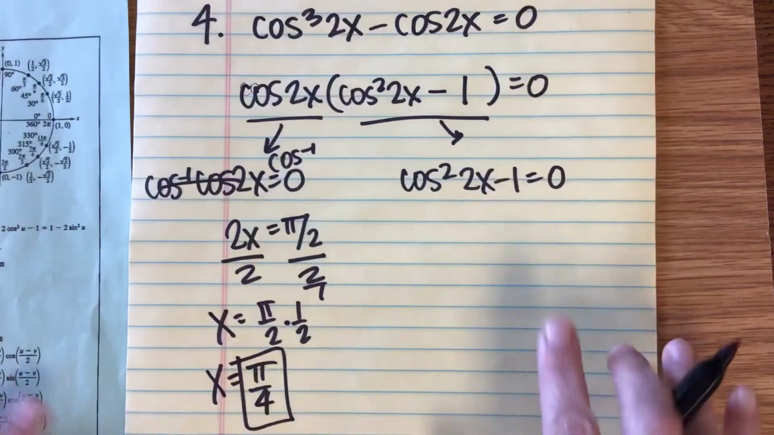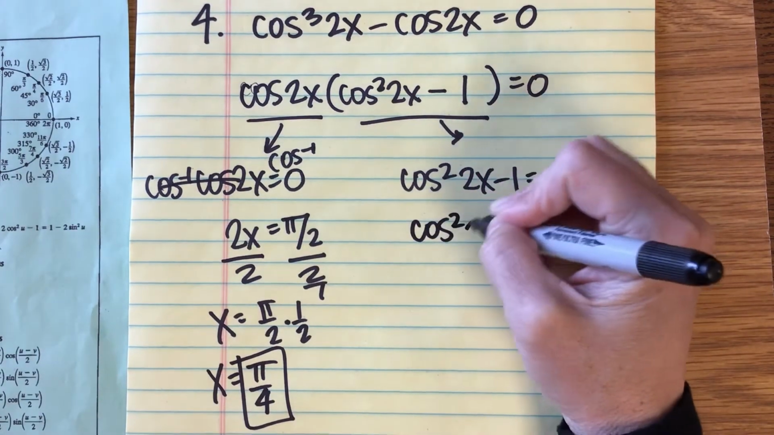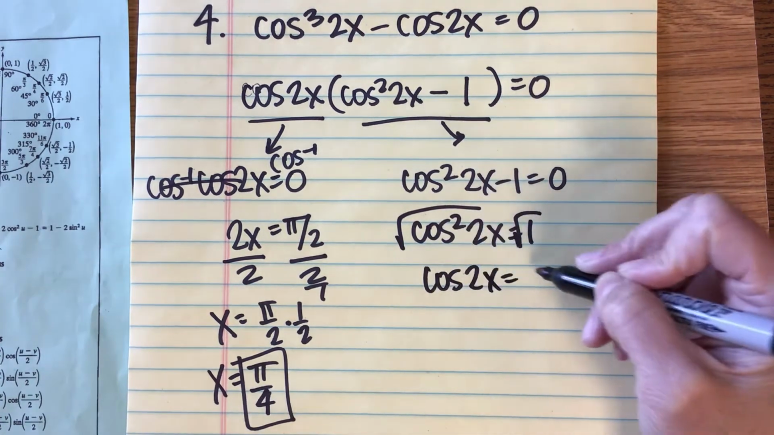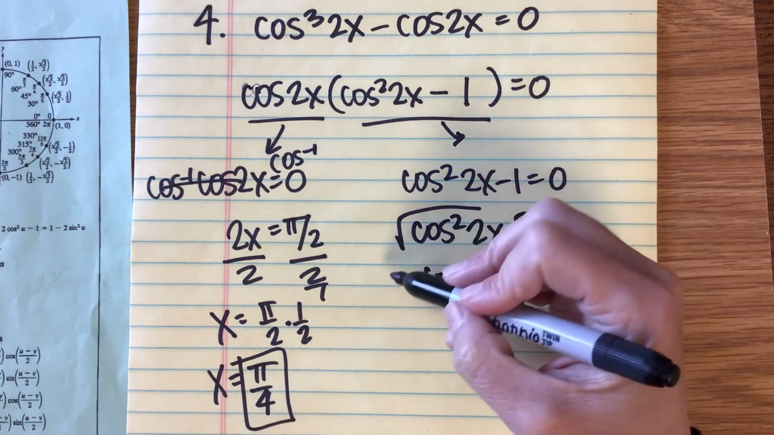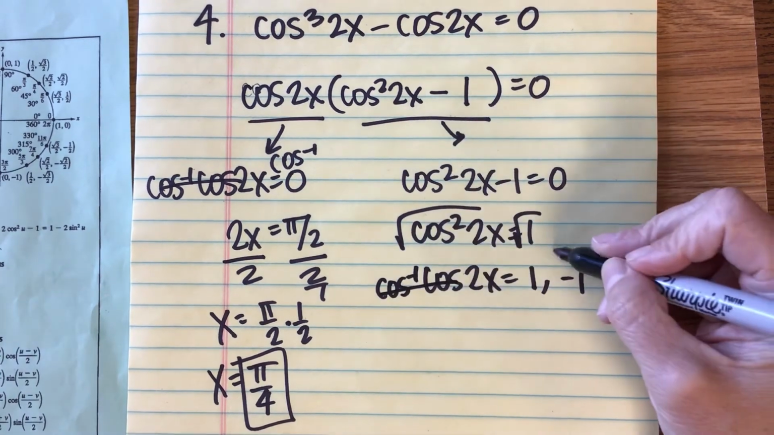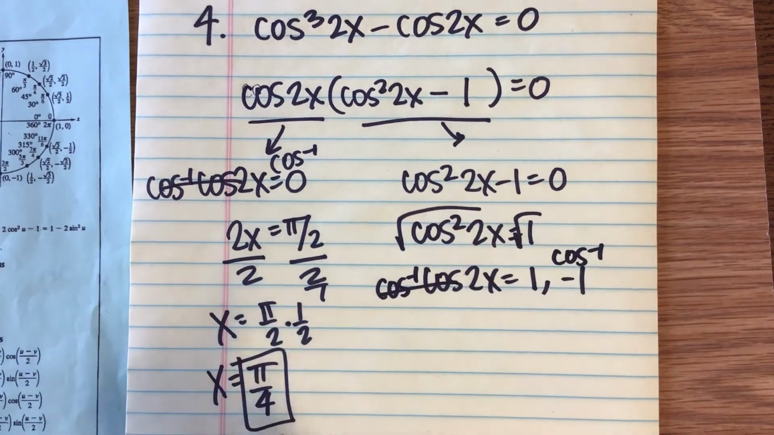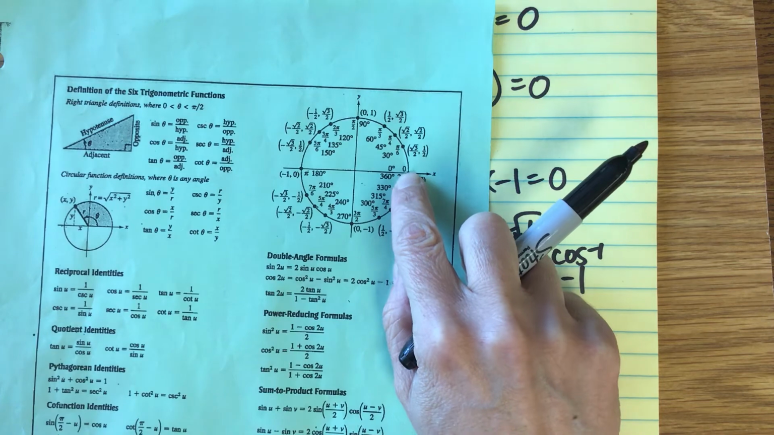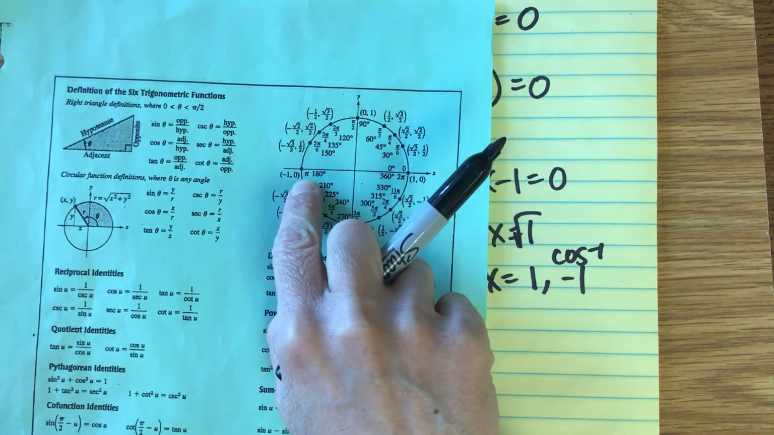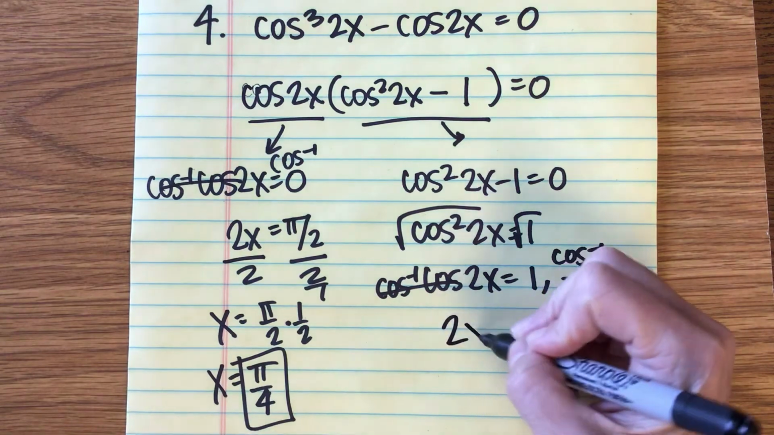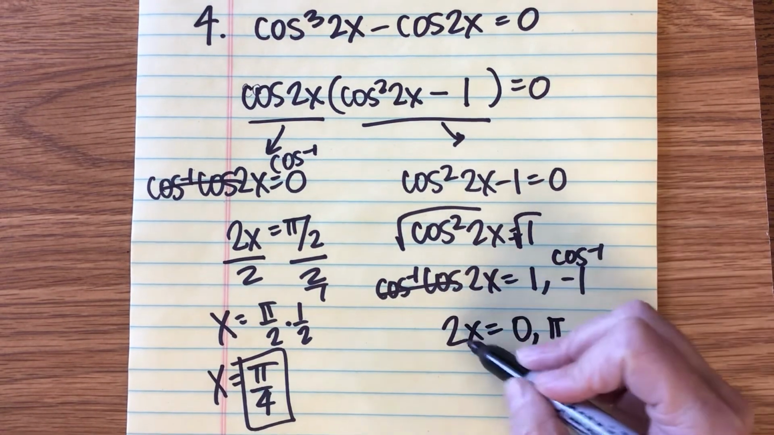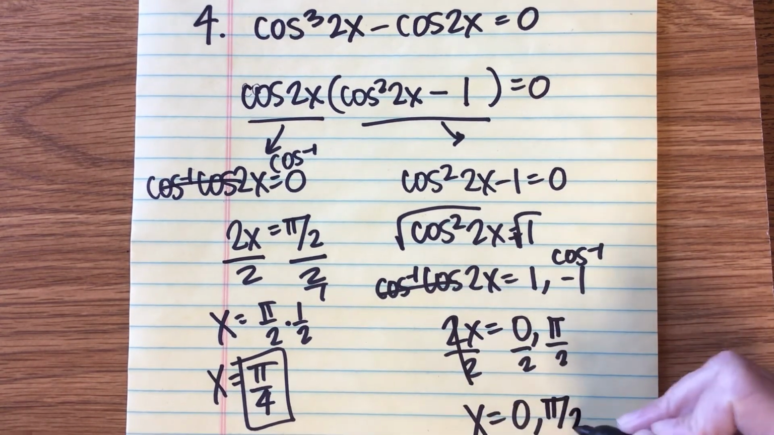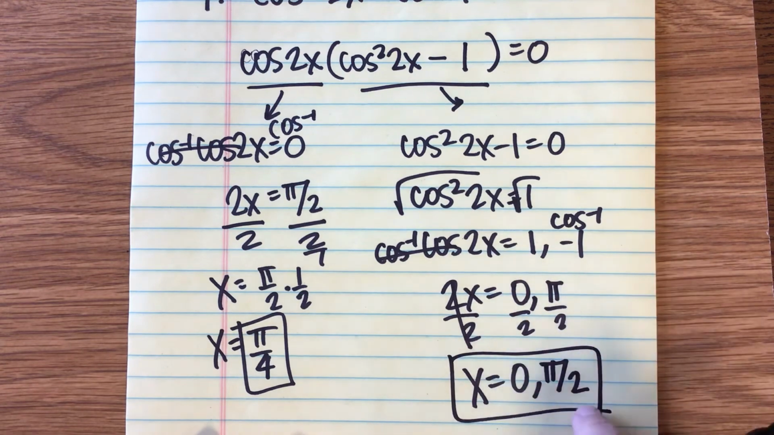Okay, moving on. Over here, I'll add 1, and I'll square root it. Square root of 1 is 1 and negative 1. Now I'll inverse cosine. So inverse cosine of 1 would be 0, and inverse cosine of negative 1 would be pi. And then I take each of those and divide by 2. So there is my second and third answers.